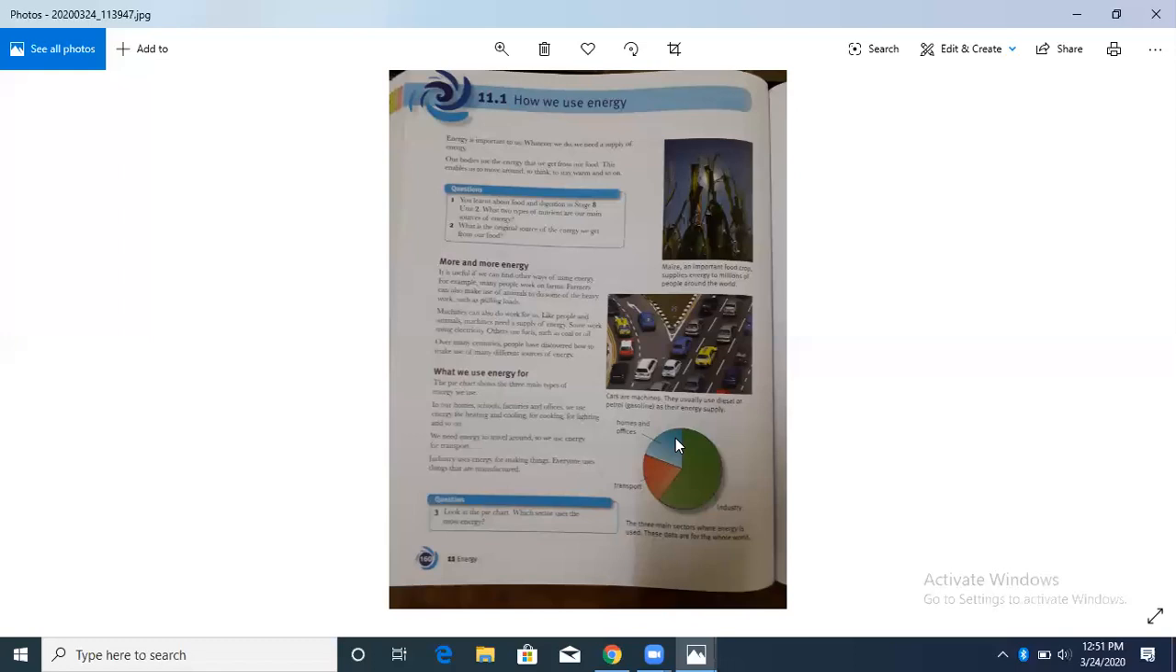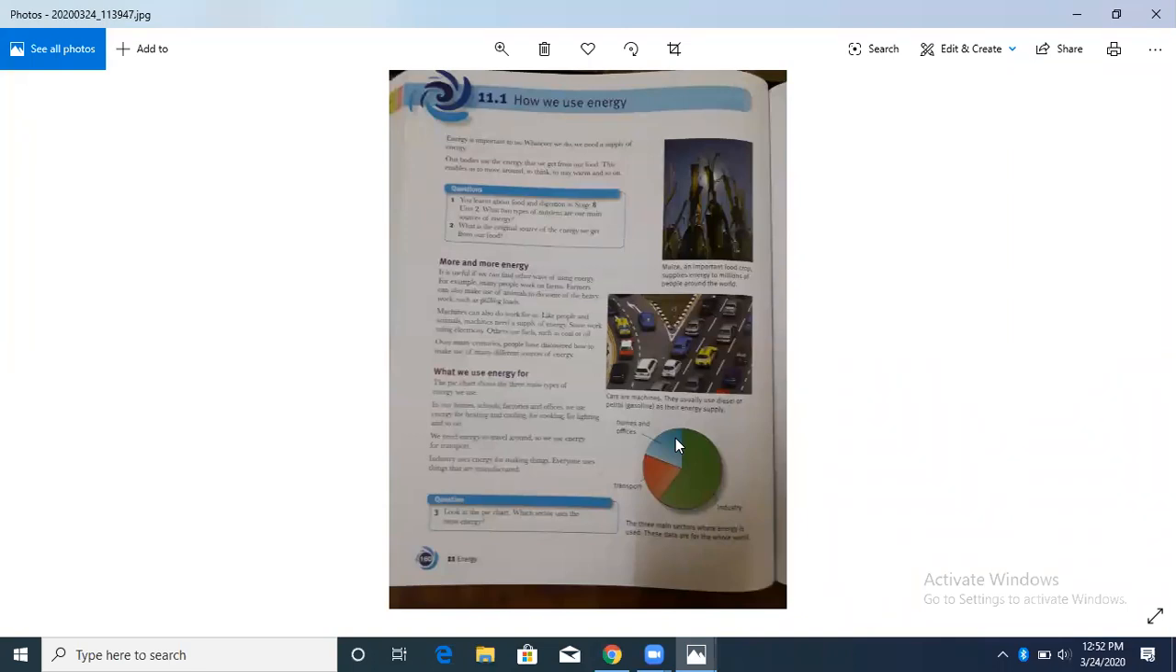You know, in our home, we are using more energy, especially electrical energy: the mobile phone, laptop, tab, computer, TV, washing machine, fridge, many devices, but electricity in our home and office also. So those are represented by blue color. So from that pie chart, you can understand mainly we are using energy in transport, industry, homes and offices.